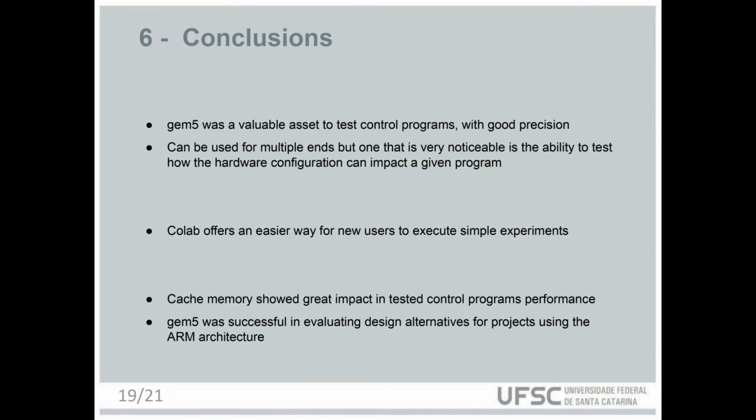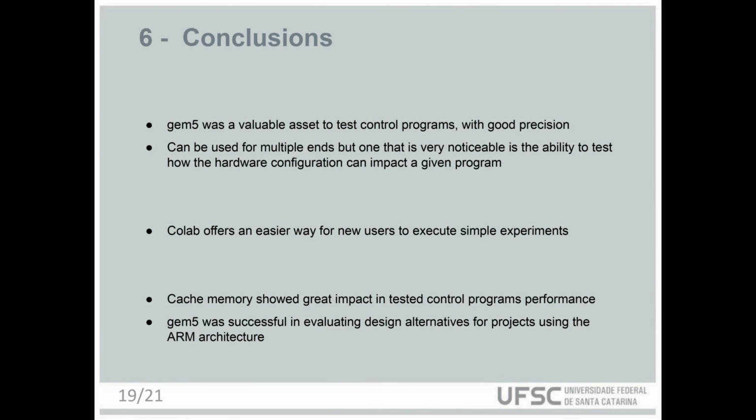So, a few conclusions that can be drawn from this work are: gem5 was a valuable asset to determine control program performance with relatively good precision. This tool can be used for multiple ends, but one that is very noticeable is the ability to test how different hardware configurations can impact a program performance.